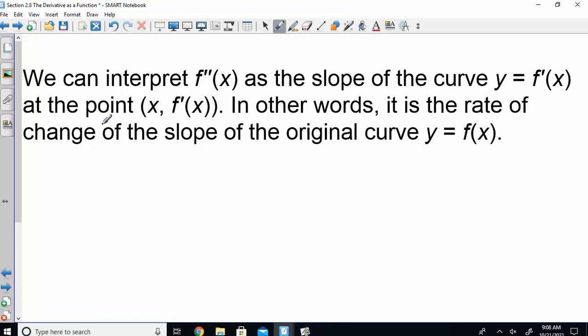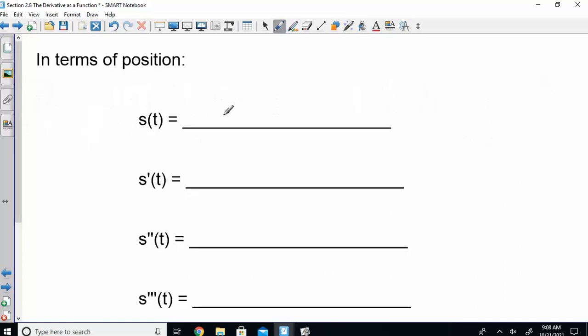If we think about physics, we have a position function. If you take the derivative of position, so if you start with position, derivative would be the rate of change in your position. What is that telling me? How the position changes.